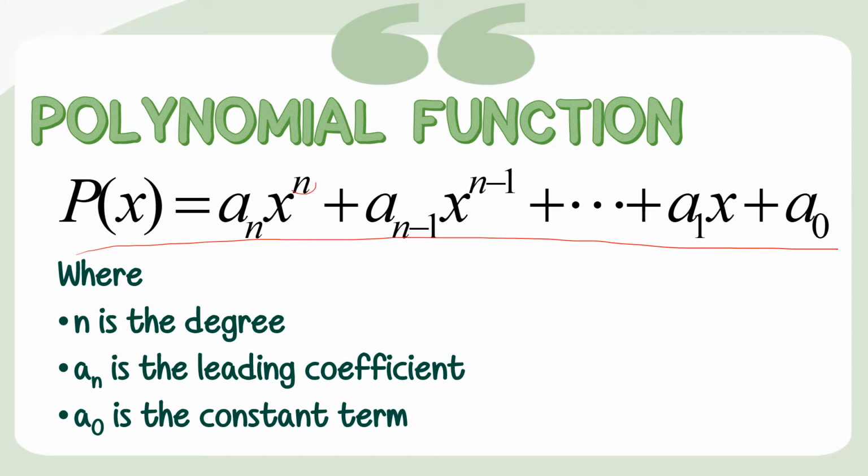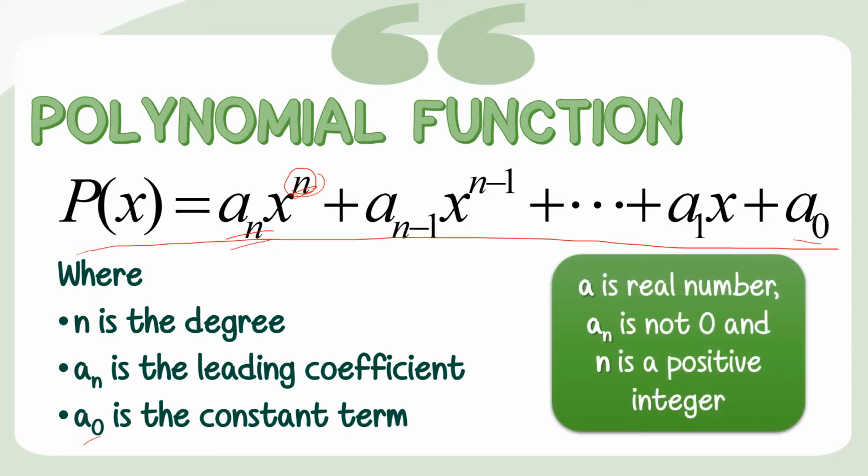N is the degree. Note that n is the highest exponent. A sub n is the leading coefficient. Ito yung coefficient ng variable or ng term na kung saan nasa kanya yung highest exponent. And then A sub 0 is the constant term, meaning wala siyang variable na kasama. And we have this restriction. A must be a real number. Yung ating mga coefficients, numerical coefficients must be a real number.